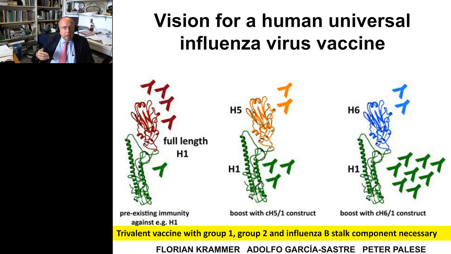H5N1 was only found, in essence, in poultry. There were some occasional infections in humans, but the H5N1 is not a virus which is really transmitted from human to human. So I always say, if you are a chicken, the H5N1 virus is very dangerous, but in humans, so far, we have not seen transmission of H5N1, hemagglutinin subtype 5, neuraminidase subtype 1, from one human to another human.